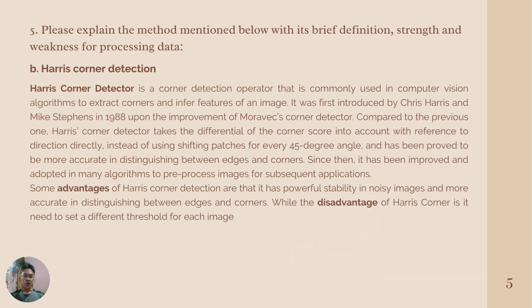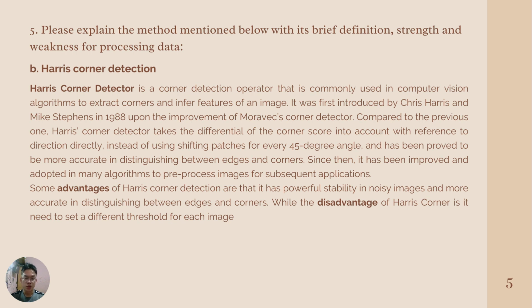B. Harris corner detection. The Harris corner detector is a corner detection operator that is commonly used in computer vision algorithms to extract corners and infer features of an image. It was first introduced by Chris Harris and Mike Stephens in 1988, as an improvement upon the Moravec corner detector.